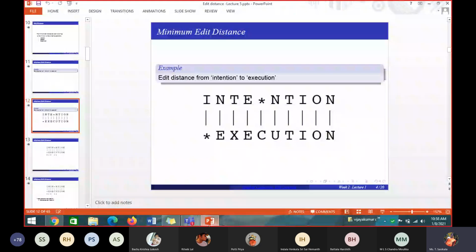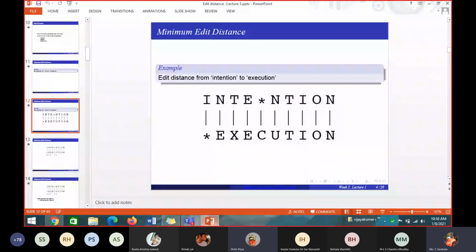So what are all the operations I can apply to convert intention to execution? I can do insertion, deletion, and substitution. Only 3 operations I have to apply to convert intention into execution. Okay, so which is the best method? Tell me, which is the best option? We can just substitute the 5 letters instead of inserting and deleting. So 5 substitution, 0 insertion.